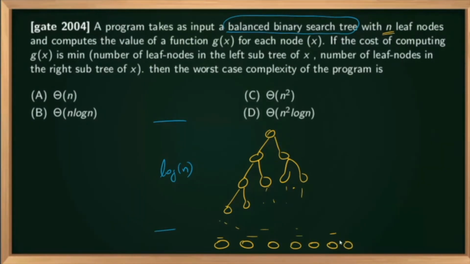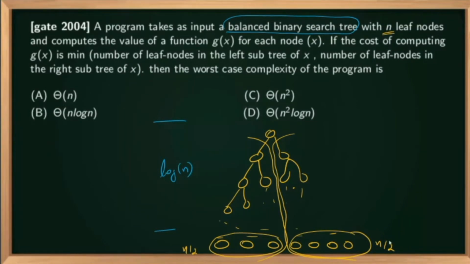Since it is height balanced and you have log n height, if I take a left subtree out of this and a right subtree like this, then the number of leaf nodes in the left subtree will be approximately n by 2. You have total n leaves, so the left side will be approximately n by 2. It may not be exactly n by 2, but approximately. And the right side also will be n by 2.